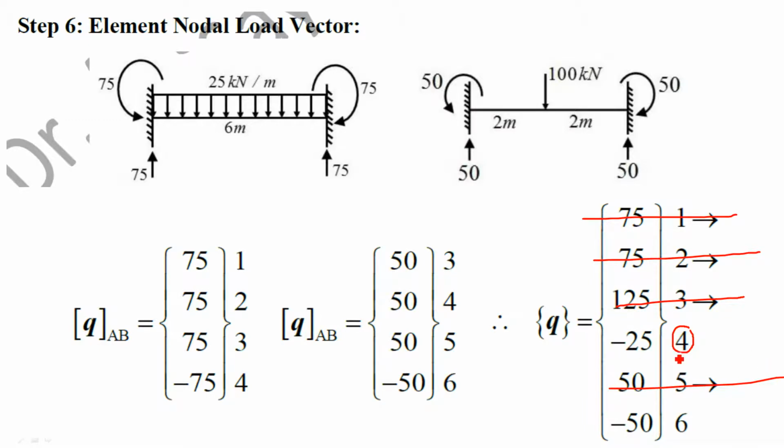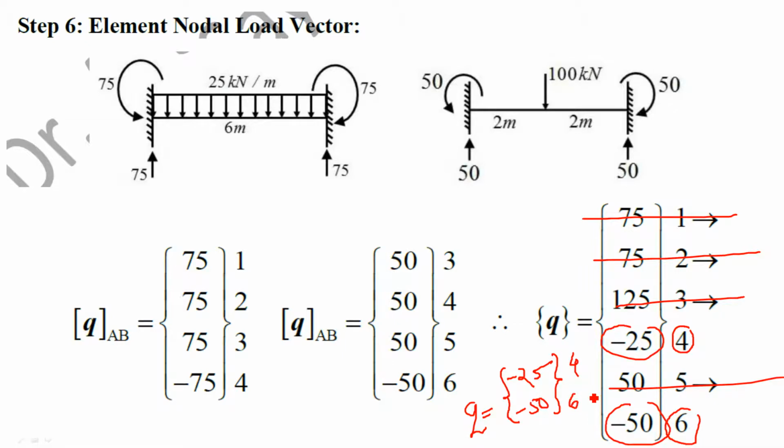So what remains is only corresponding to 4 and 6. So it is minus 25 and minus 50. So small q is equal to, directly we can write down corresponding to 4 and 6, minus 25 and minus 50. Okay, this is corresponding to non-zero kinematic, that is 4 and 6. 4 represents theta b, 6 represents theta c.